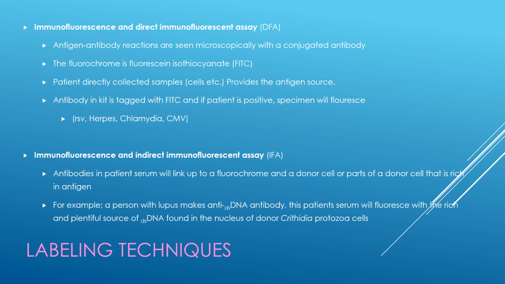IFA, on the other hand, is when we have antibodies in patient serum that link up to a fluorochrome in a donor cell or parts of a donor cell that is rich in the antigen. For example, if you have a person with lupus that makes anti-double-stranded DNA antibody, this patient's serum is going to fluoresce with the rich and plentiful source of double-stranded DNA found in the nucleus of the donor Crithidia protozoan cells. Cells are donor cells like human epithelial carcinoma cells or Crithidia protozoan cells.